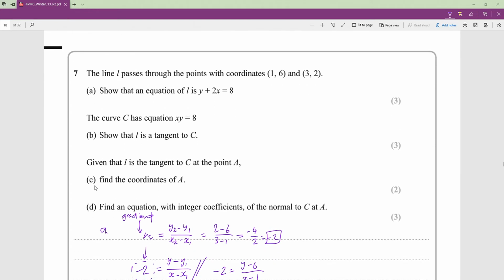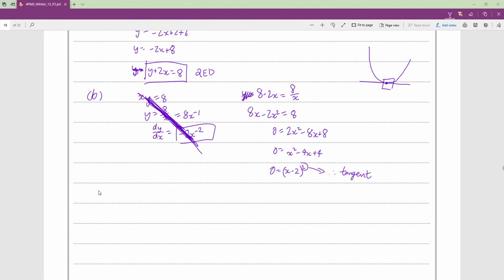So what next? Given that L is the tangent to C at the point A, find the coordinates of A. Okay, well that should be trivial because we already know that 0 is equal to x minus 2 squared here. So 0 is equal to x minus 2, x is 2, that's the x coordinate. And if xy equals 8, then that means 2y equals 8 and y equals 4. So the coordinates of the point A are 2, 4.